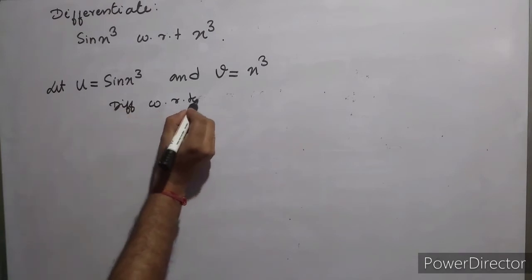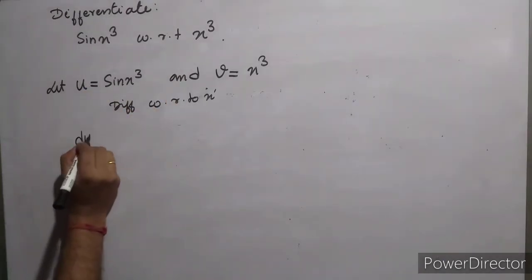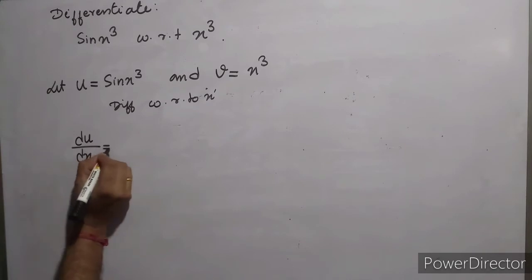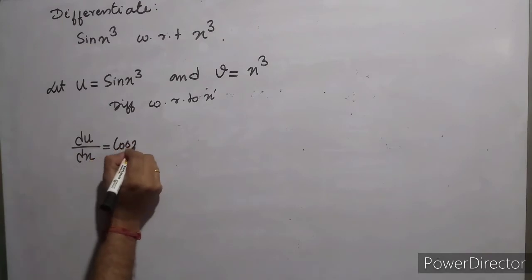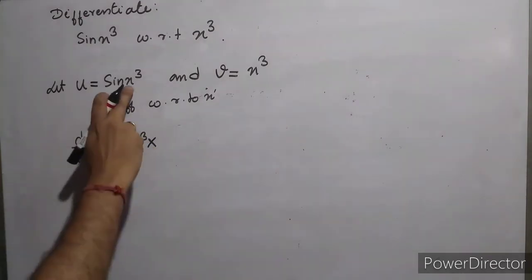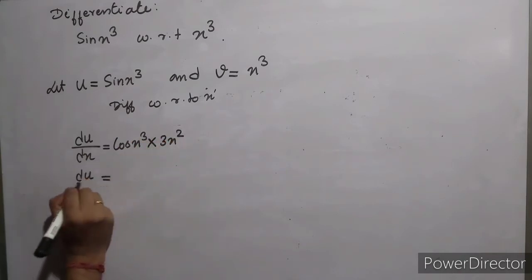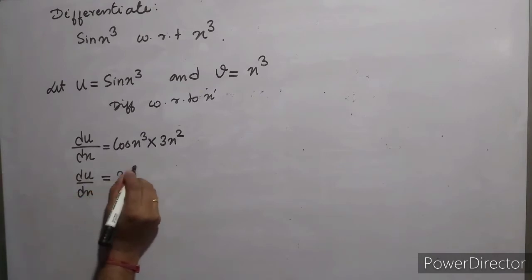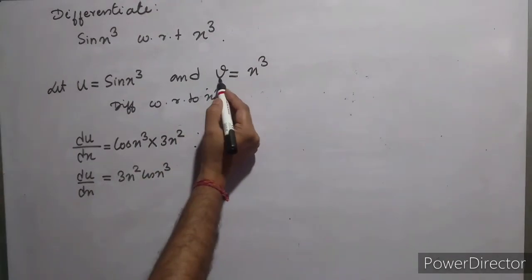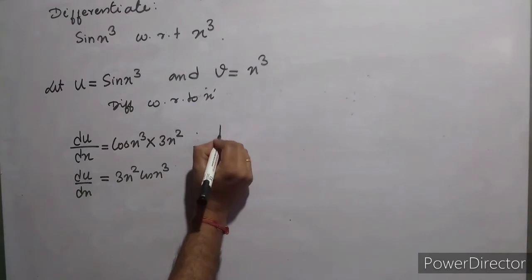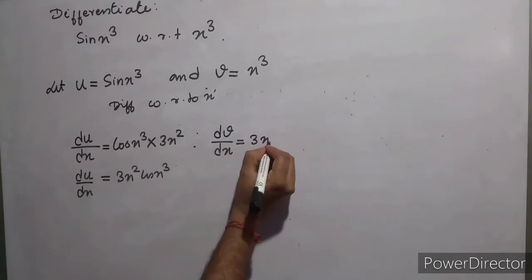Then differentiate both the equations with respect to x. Differentiating with respect to x. Now what we'll get? U with respect to x is du over dx. And now the derivative of sin x cube. First we'll differentiate sin. Derivative of sin is cos x cubed into derivative of x cube, which is 3x square. Now du over dx equals to 3x square cos x cubed. Next we'll differentiate this v function. V with respect to x means we'll get dv over dx. Derivative of x cube is, it's very easy, 3x square.